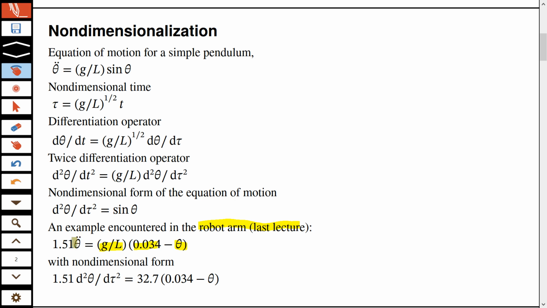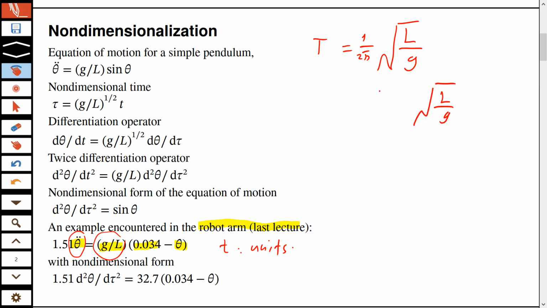The reason is this theta double dot. Although theta is dimensionless, when you differentiate it with respect to time twice, time is physical, time has units. That is why you need this G over L. So G over L is related to L over G, and the square root of L over G we saw already in the simple pendulum. The time period of the simple pendulum was 1 over 2 pi and L over G square rooted. So it is clear that L over G square rooted will have the same unit as time.